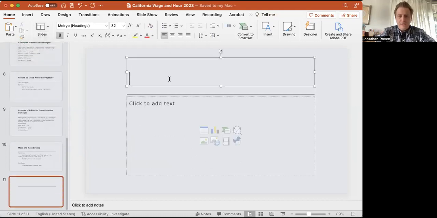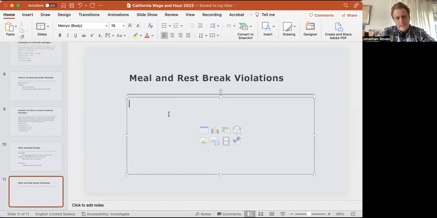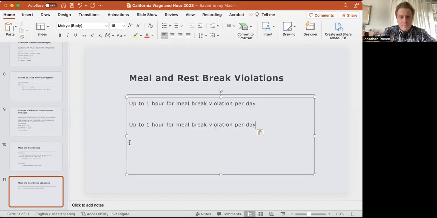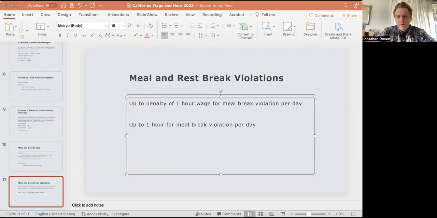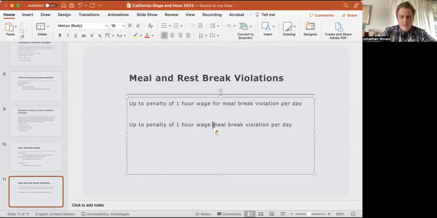Okay, so meal and rest break violations. The penalty is up to 1 hour of wages for a meal break violation per day, and up to 1 hour of wages for a rest break violation per day.